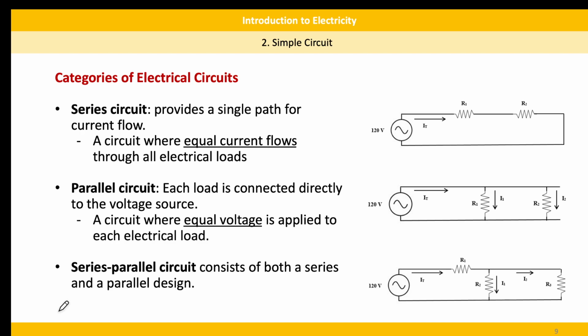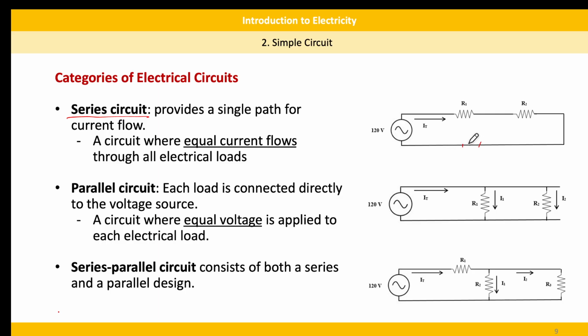The category of electrical circuits is very important. Here are listed the 3 types of circuit. Most of the time, in residential and commercial buildings, we use all 3. Let's see what a series circuit is. A series circuit provides a single path for current flow. Like in an office, with multiple lamps, we use one switch to control them.